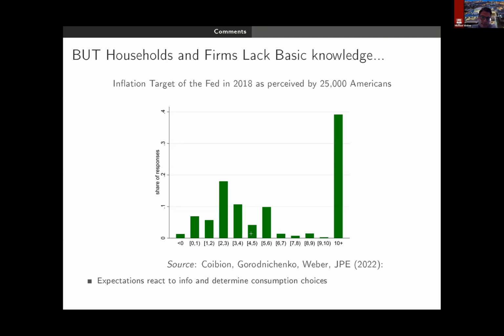This is from some work we've done in 2018, should be in the JPE next month. I would just ask people, what do you think is the average inflation rate the Fed tries to achieve over longer periods of time? 25,000 Americans, you see that about 40% of that sample thought in 2018 that the average inflation target of the Fed is a number larger than 10%. Clearly, not very promising when you are a monetary policymaker and try to convince people that low and stable inflation is what the Fed will actually deliver.